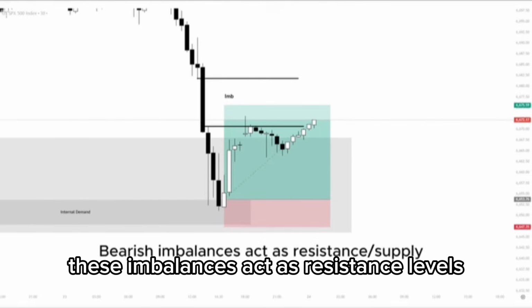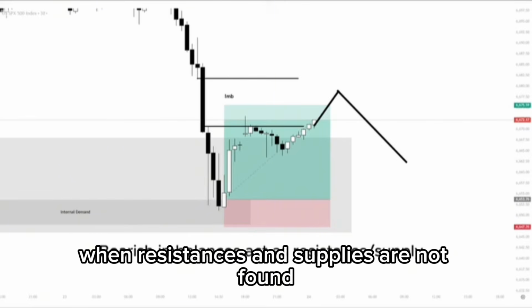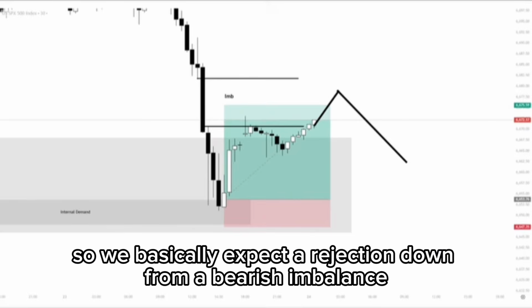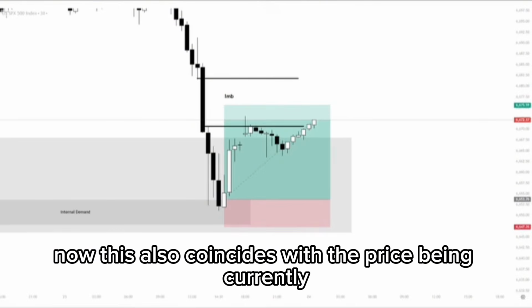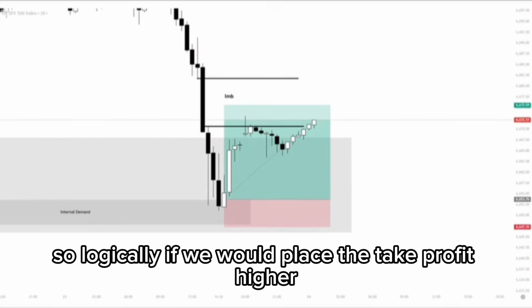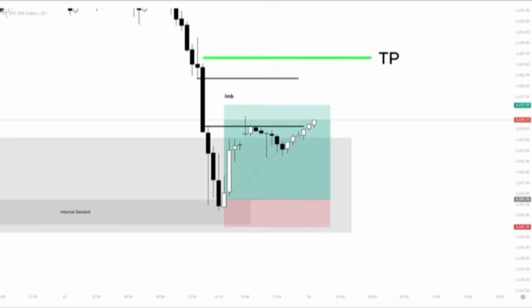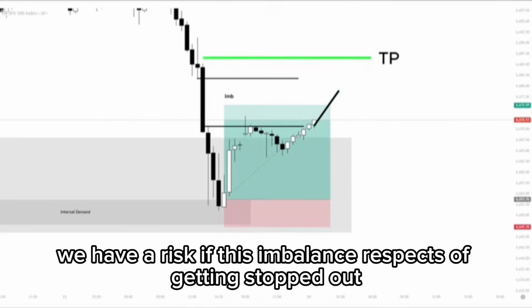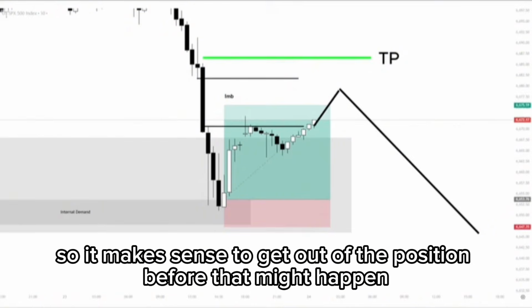These imbalances act as resistance levels when resistances and supplies are not found. So we basically expect a rejection down from a bearish imbalance. Now this also coincides with the price being currently right on the imbalance. So logically, if we would place the take profit higher, we have a risk, if this imbalance respects, of getting stopped out. So it makes sense to get out of the position before that might happen.